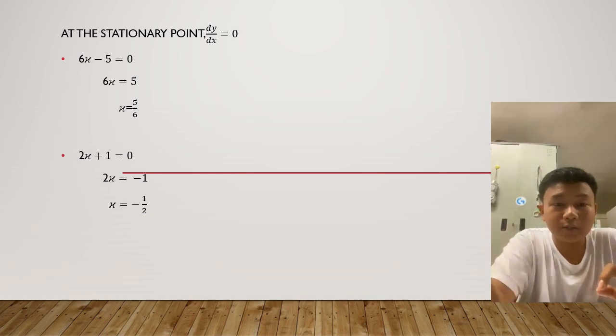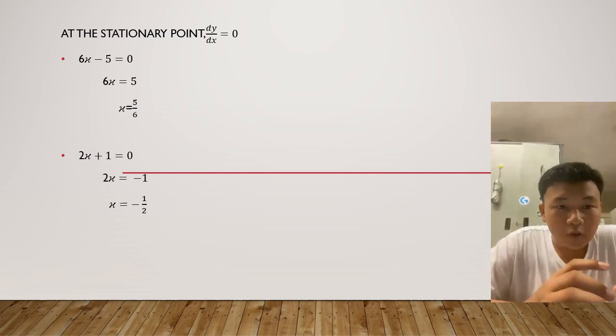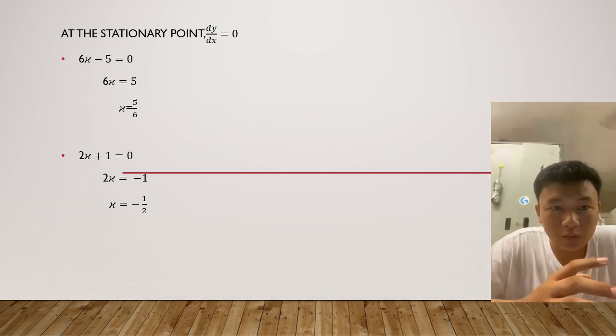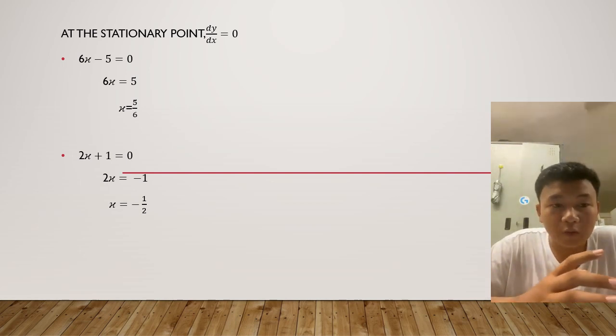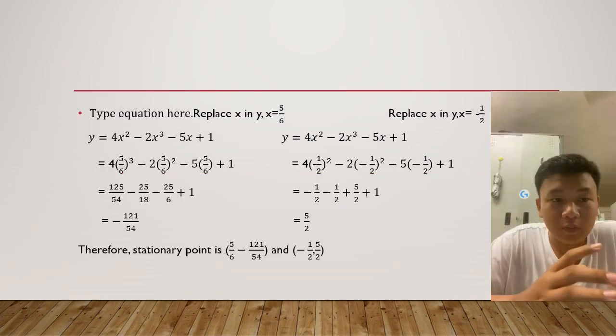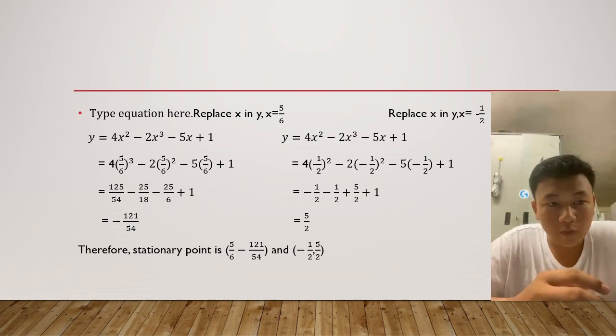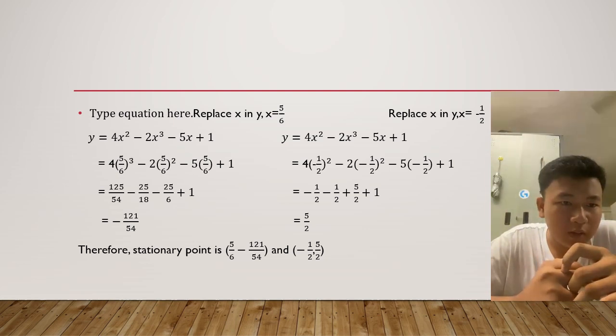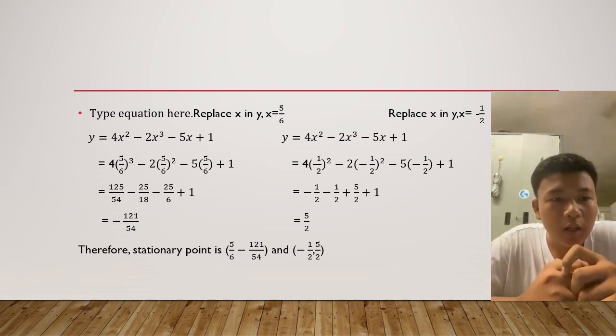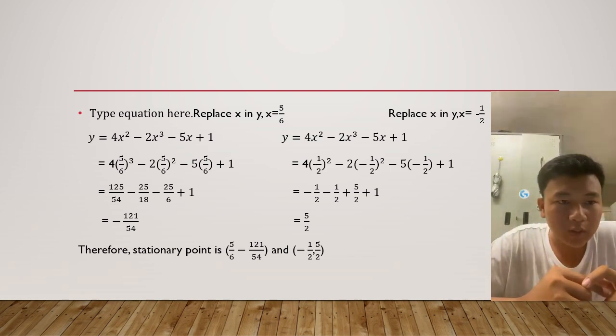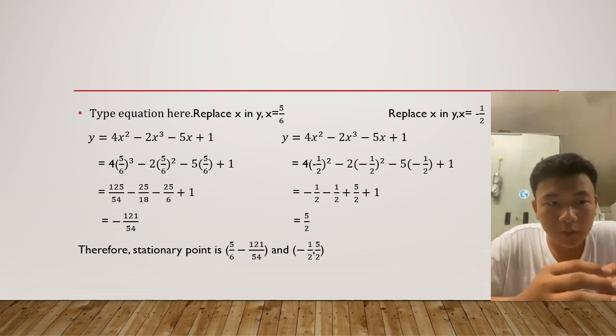So after that, we will use the equation. We will replace the x in y, which is x equals 5 over 6: 4x power 3 minus 2x power 2 minus 5x plus 1. So the x we got is 5 over 6, so we just replace it like 4 in bracket 5 over 6 power of 3. I think the question is a bit wrong. Yeah, we continue, and we will get 125 over 54 equals 25 over 18 minus 25 over 6 plus 1.